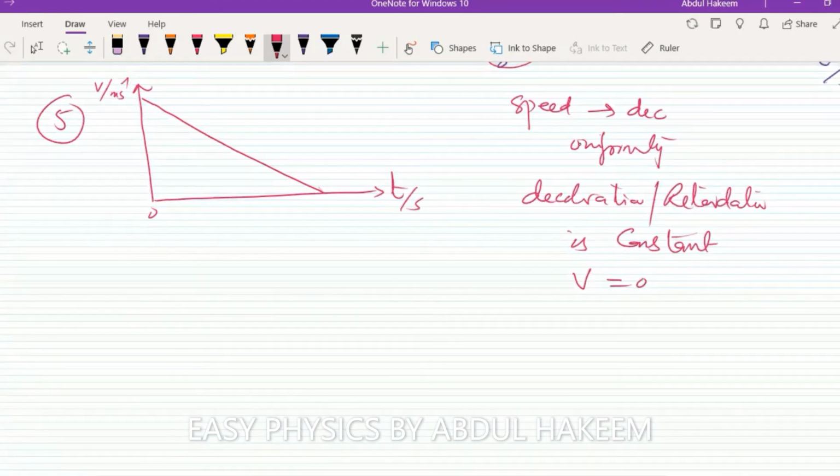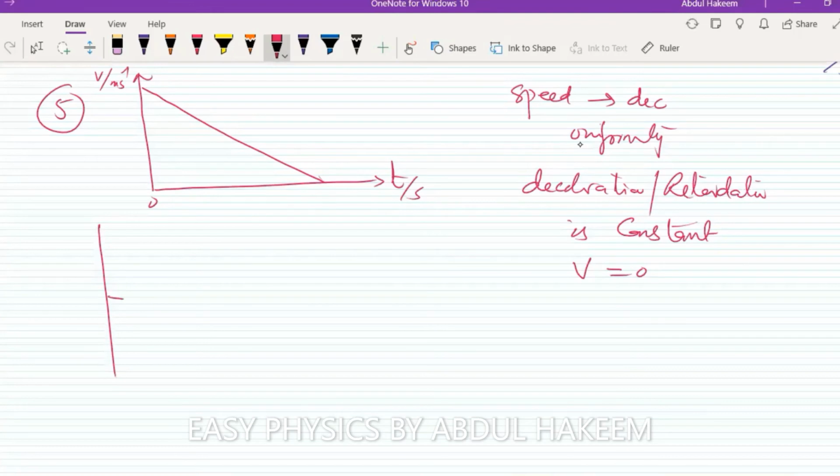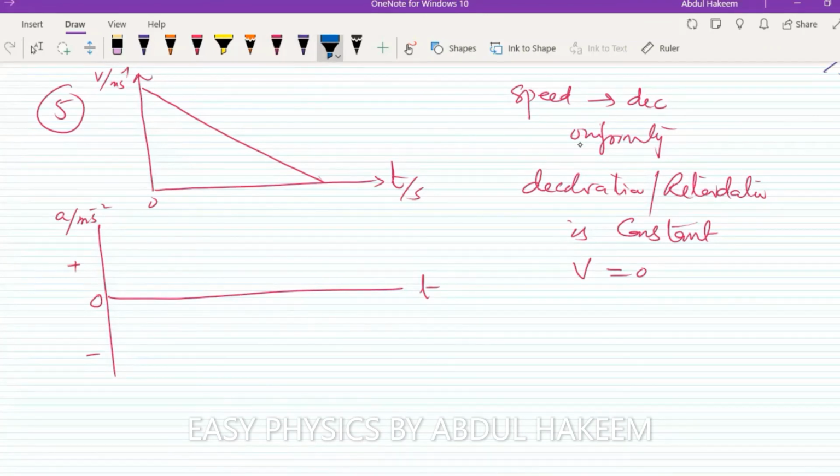Then the graph for the acceleration. Now this is negative. So this side positive, this side negative. This is acceleration, this is time. So this is a negative graph, but a constant graph. So this is the graph for the acceleration.